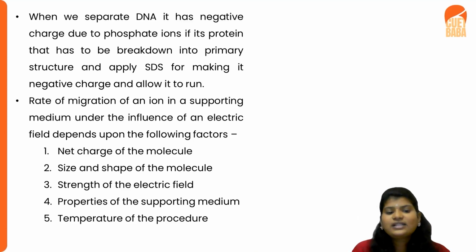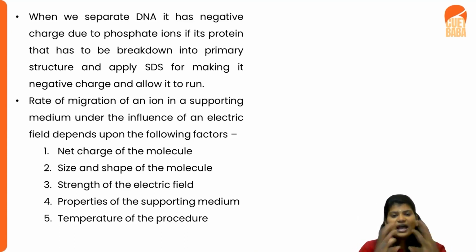The next one is the size and shape of the molecule. If we are going for an entire genomic study, we need to break down the DNA using restriction enzymes, so the size and shape matter. If a DNA is very large or has a high mass, it will be deposited at the starting point itself and does not run throughout the gel. If it is very small, it will run throughout the gel. It will form a ladder.